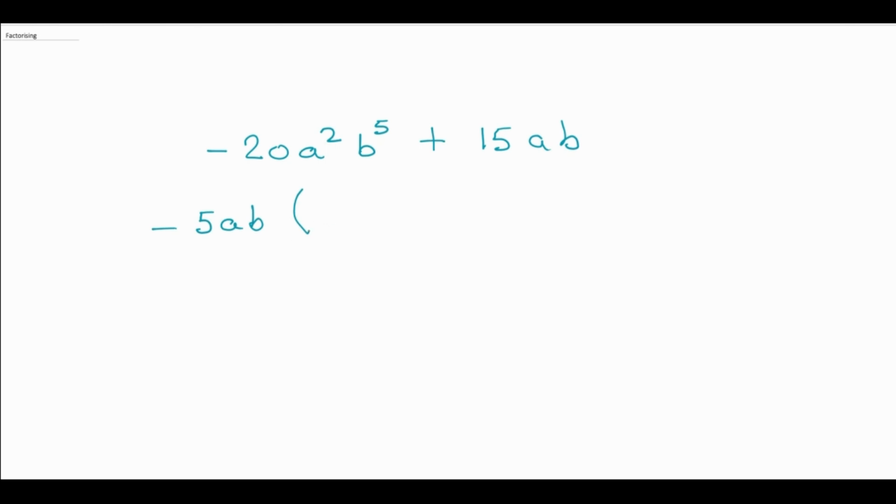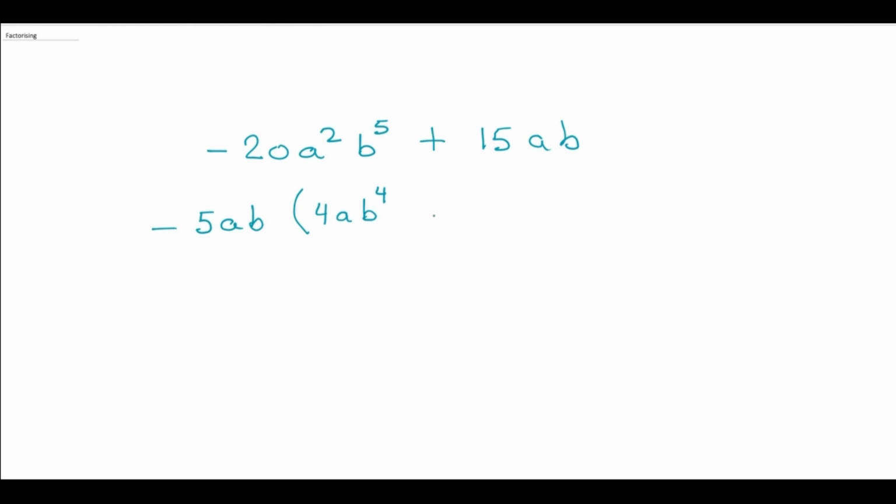So I don't need to put anything here. Next, let's have a look at our numbers. 5 times what will give me 20. 5 times 4 will give me 20. Then, let's have a look at our letters. A times what gives me a squared. We know a times a will give you a squared. B times what will give you b to the power of 5. B times b to the power of 4 will give you b to the power of 5. And that's our first term done inside the bracket.